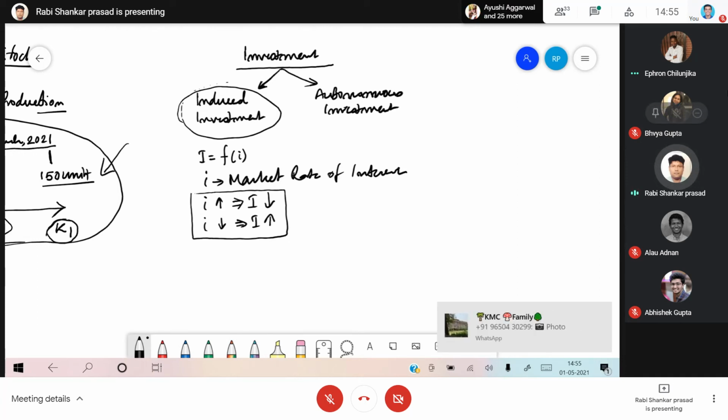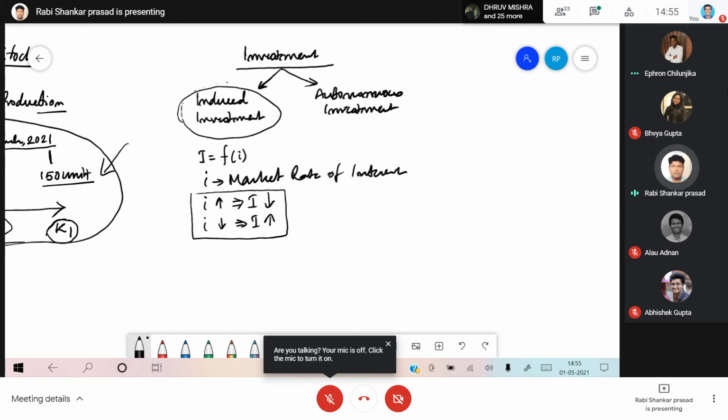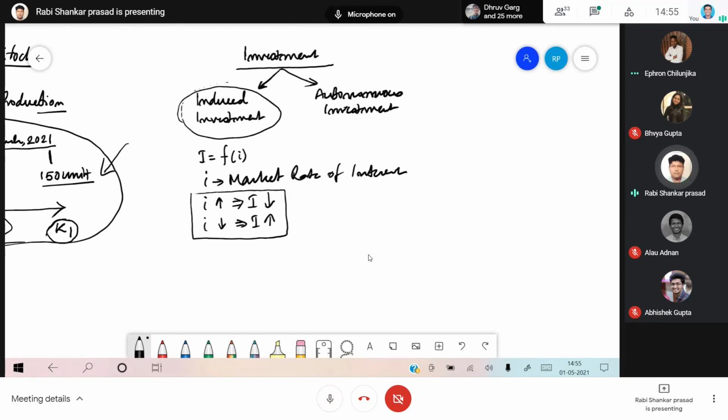So you are getting it, yes, if the market rate of interest is going up, investment will decrease. If the market rate of interest is decreasing, the investment will go up. That relationship you are getting, and it is known as induced investment. Is it clear to all of you? Induced investment clear?